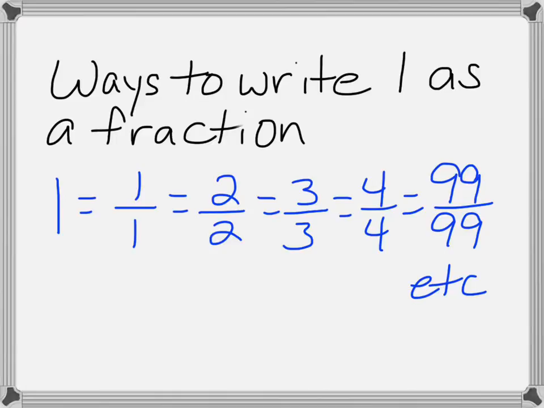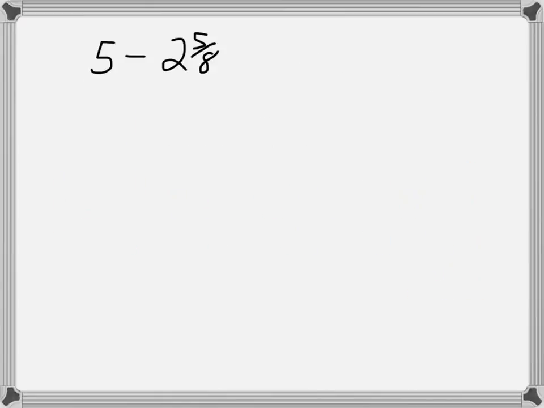We're going to need to be borrowing 1 in these problems. But because we're dealing with fractions and we need common denominators, we'll need to write the 1 with whatever denominator we're working with. 5 minus 2 and 5/8. We're dealing with mixed numbers. Let's stack them up like we did with addition. I could do 5 minus 2 is 3, but there's nothing to subtract the 5/8 from. I need to have something in this spot.